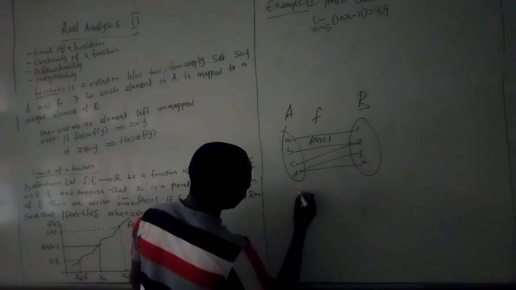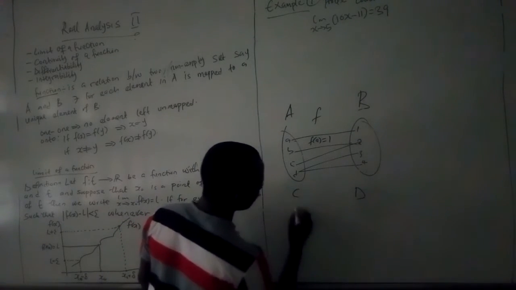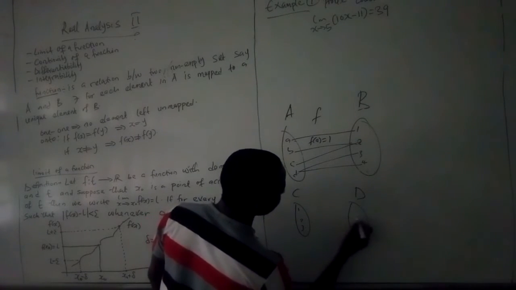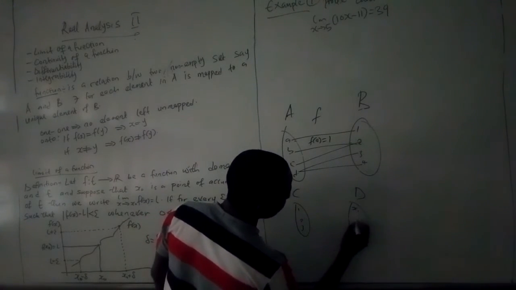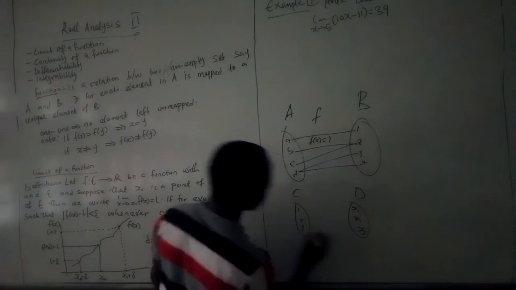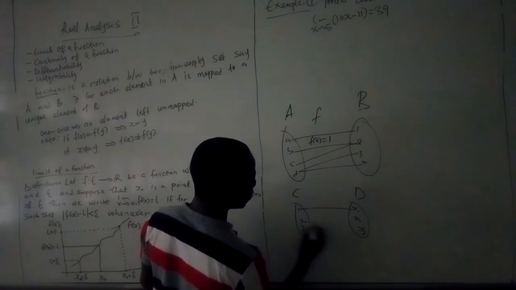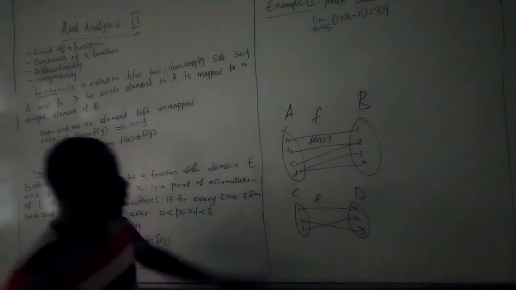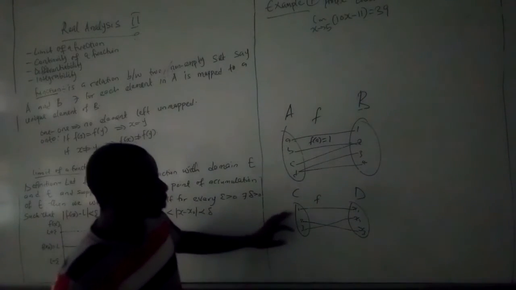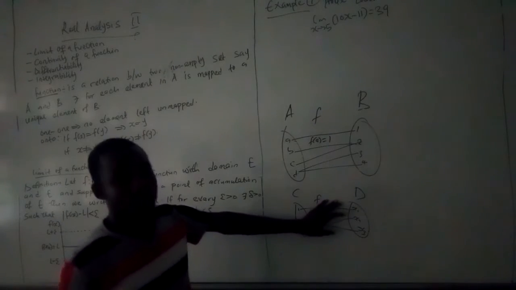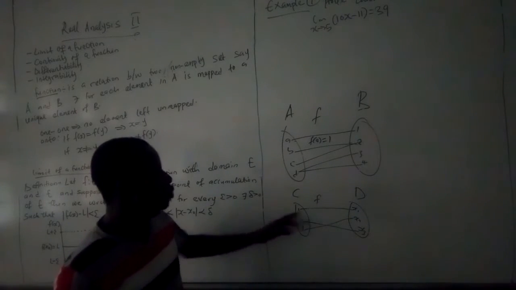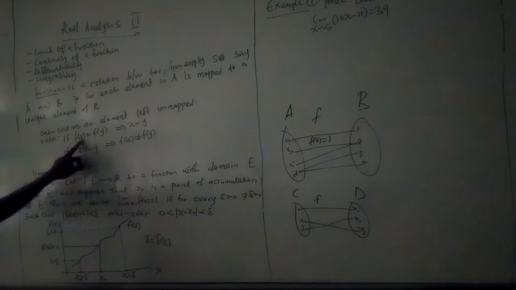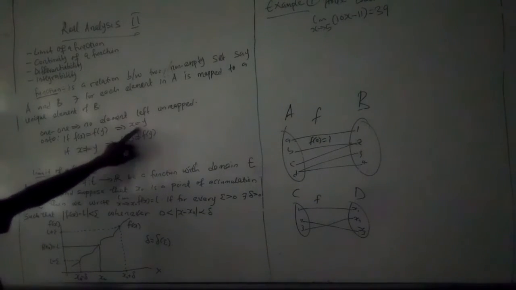So suppose we have c and d, and we have 1, 2, 3, and let's say x1, x2, x3. This will map to this one, this one to this, and this one to this, so we have a function. Clearly, this function is one-to-one because no element is left unmapped. Each one is mapped to a single element. So this is the meaning of one-to-one. And if the image of x is equal to the image of y, we imply x must be equal to y.